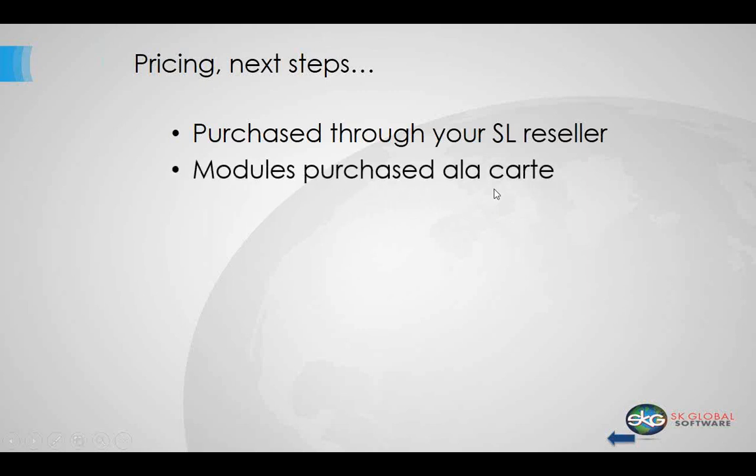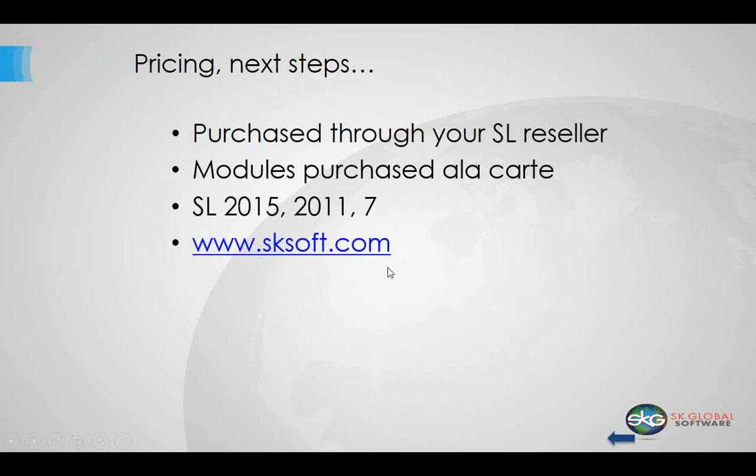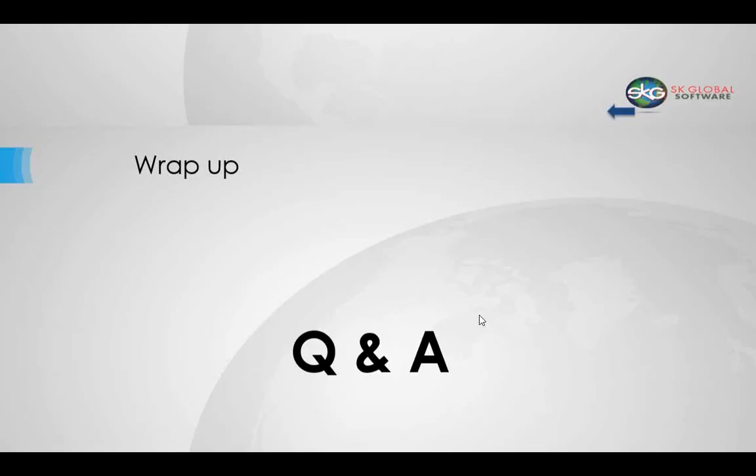The modules can be purchased a la carte, so you can get the Positive Pay by itself if you want, very inexpensive. You can get APFT, you can get wire transfer, etc. We support, as I mentioned, 2015, CU1, CU2, CU3, 2011, FPs, etc., and version 7 as well. So it should cover most of you that are on the call in terms of what you have. SKSoft is our website. If you want to find more information, there are demo videos there, and data sheets as well.